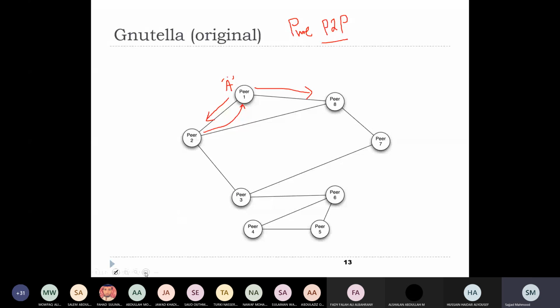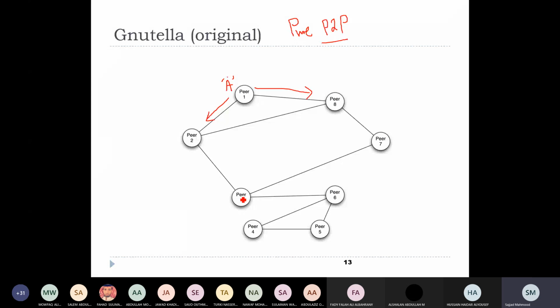But of course, most of the time, this will not happen. Its neighbors may not have the file they're looking for. So in that case, what will happen? It will send the request. Peer 2 will send the request to its neighbors and say, hey guys, do you happen to have file A? Similarly, because 8 is also a neighbor of 1, it will also send a file request to its other network peer connected neighbors, and say, hey guys, do you happen to have file A? And let's say they don't have file A.